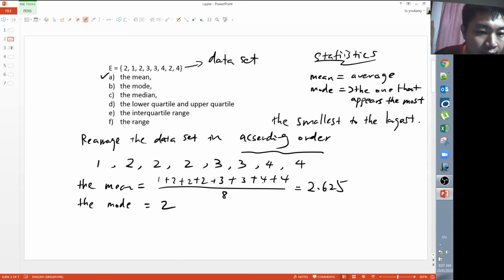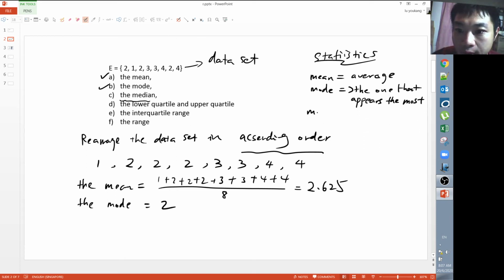Now let's look at the median. This is done, so now we should be looking at what the median of this data set is. In statistics, once again, the median means the middle number. Median means the middle. You look at this data set in ascending order. That's the reason why you have to arrange your data set in ascending order. If not, you will not be able to find the middle number. So it's important to rearrange the data set first if it is not arranged in ascending order.